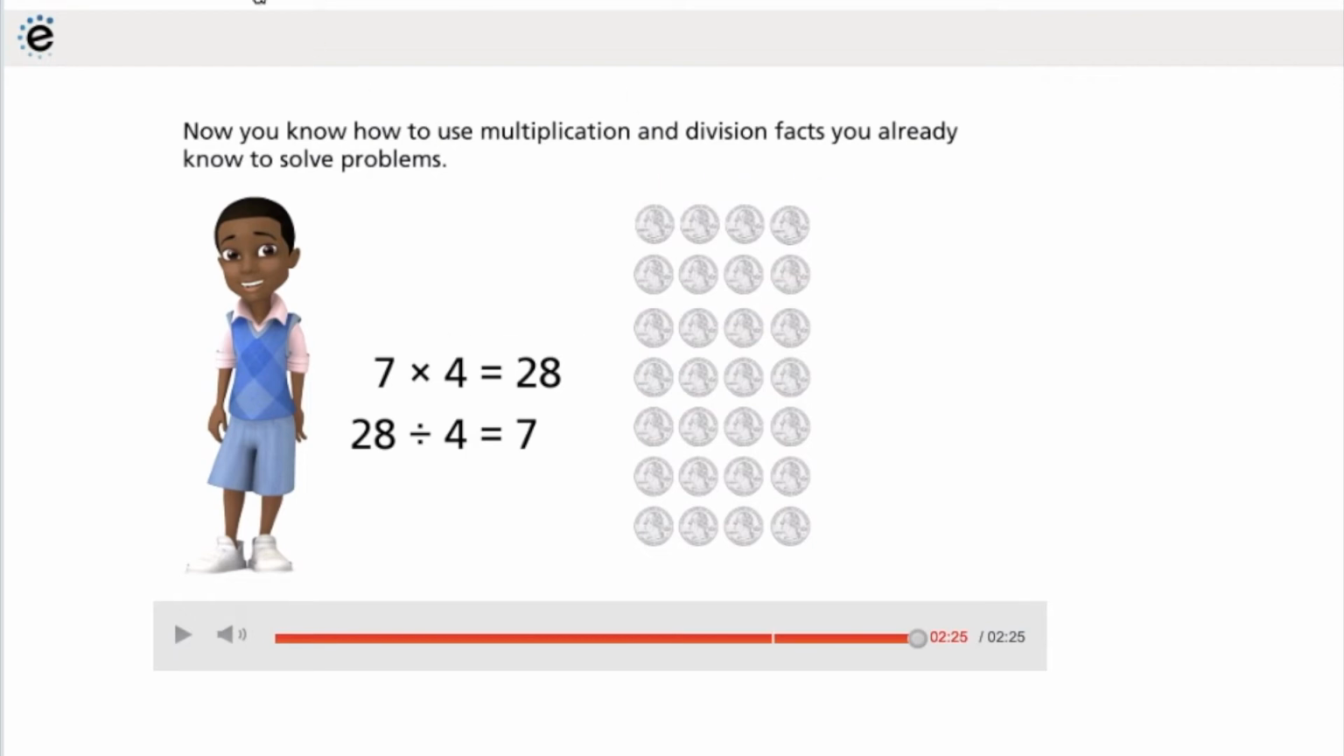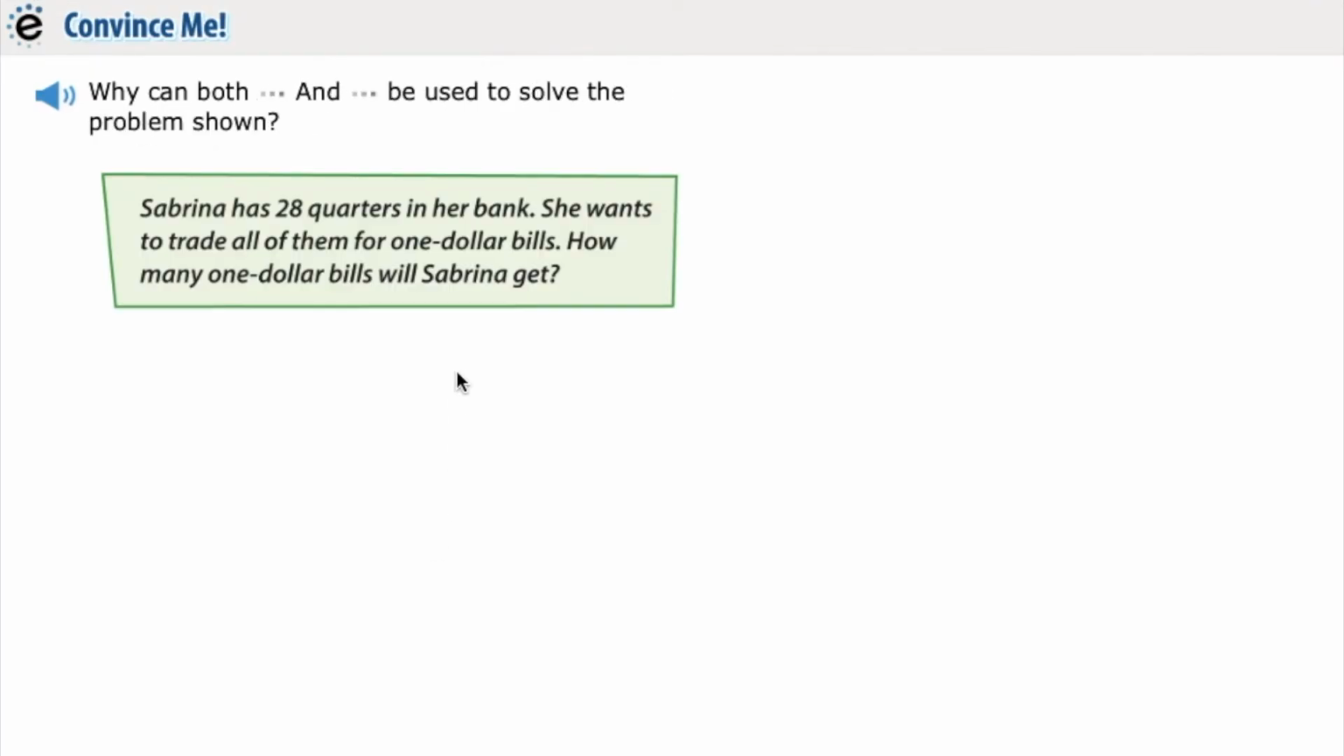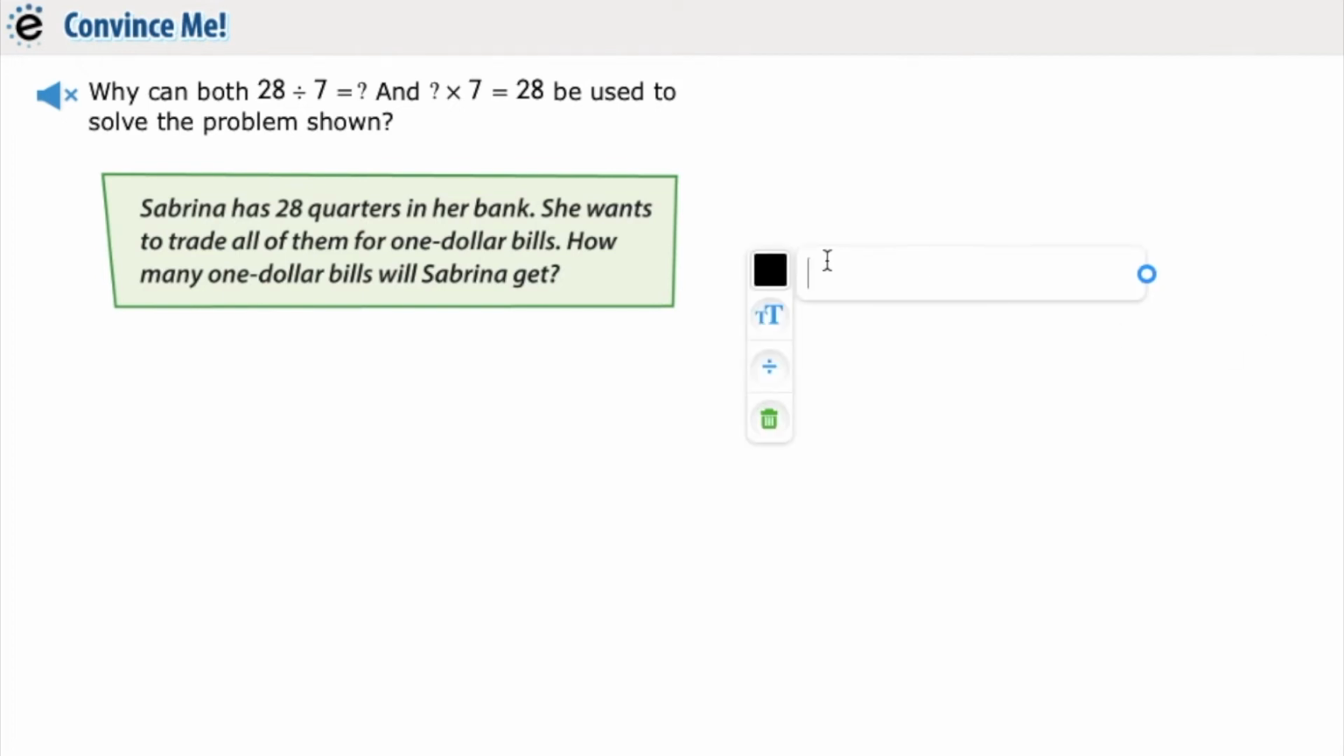Okay, we are going to go ahead and move on to your Convince Me at the bottom of page 142. So your Convince Me today is, why can both 28 divided by 7 equal to blank and blank multiplied by 7 equal to 28 be used to solve the problem shown? Okay, so the problem that was on the visual learning was Sabrina has 28 quarters in her bank. She wants to trade all of them for $1 bills. How many $1 bills will Sabrina get? So we know that in the visual learning, she ended up getting 4.